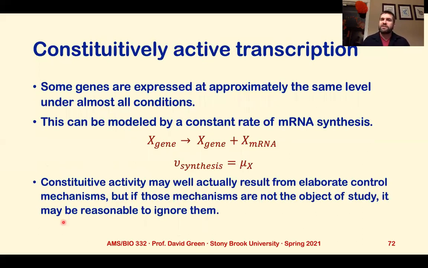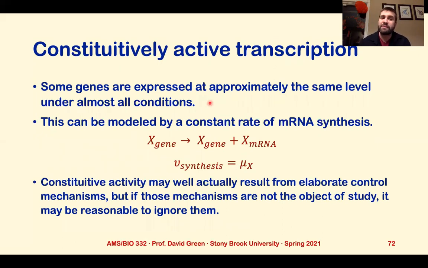So let's first of all consider the constitutively active transcription case. This is a very, very straightforward one. Not much needs to go into discussing it. There certainly are some genes that have this behavior, that are generally expressed at the same level under almost all conditions. These are often referred to as housekeeping genes in cells. They express proteins that need to be around under all conditions, at about the same level. There's no point of regulating them in a dynamic way because that's not what is necessary for function.